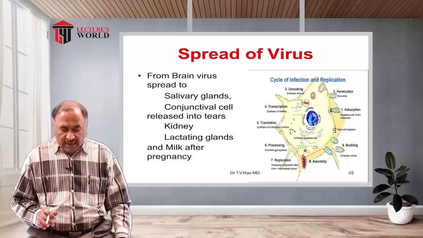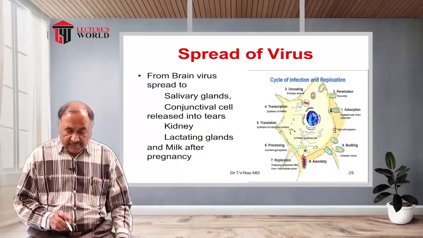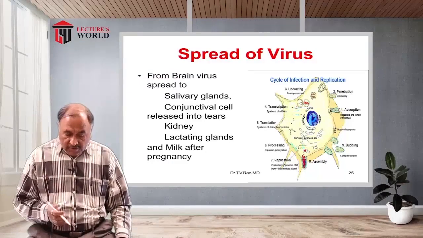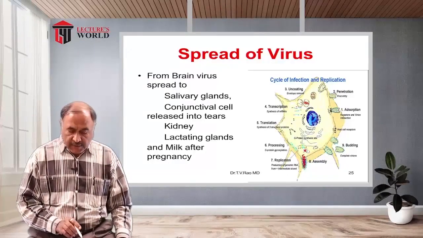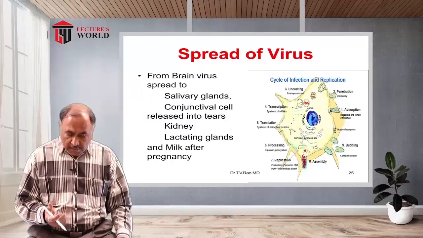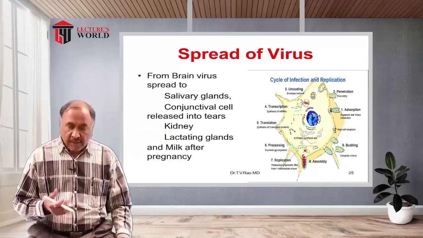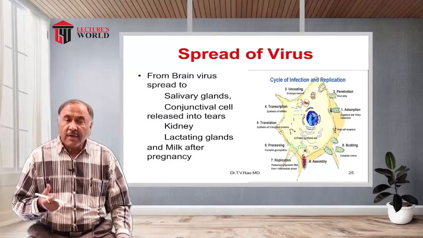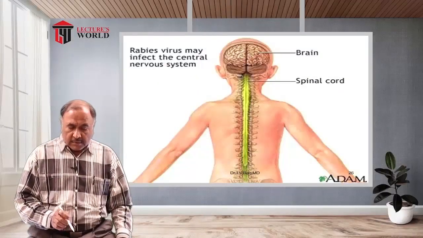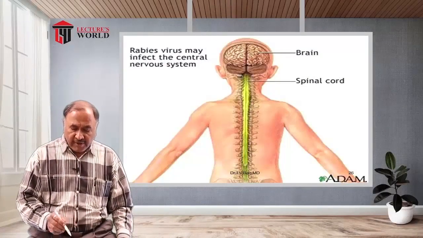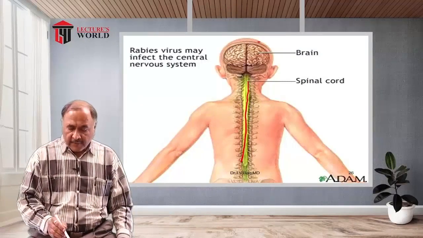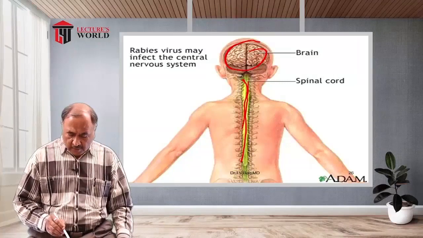From the brain, the virus spreads to salivary glands, conjunctival cells released into tears, that is to the eyes also, in the kidneys, and in the lactating glands, that is through milk after pregnancy or including in the pregnant woman. Rabies virus may infect the central nervous system as here. This is a brain and this is a spinal cord.